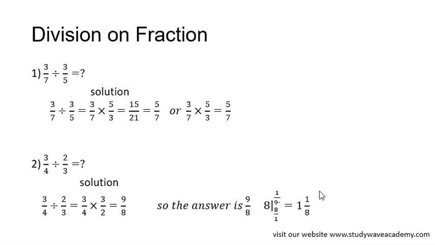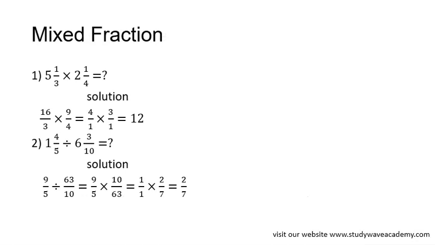So let's look at how we can solve a mixed fraction. We have 5 1 over 3 times 2 1 over 4. We are going to be changing it to an improper fraction first. And how do we do that? We use the denominator to multiply the whole number, and when we get our answer, we add it with the numerator. So 3 times 5 is going to give us 15, plus 1 is 16. So we have 16 over 3.